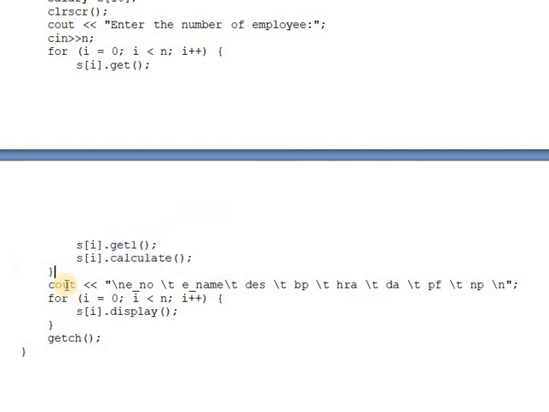Now here we are writing the cout function, that is employee number, employee name, designation, basic pay, HRA, DA, PF, net pay. Okay, and by using the display function, which is also declared in the salary class, we are displaying all the information about the employee. So this is the simple program of single inheritance.